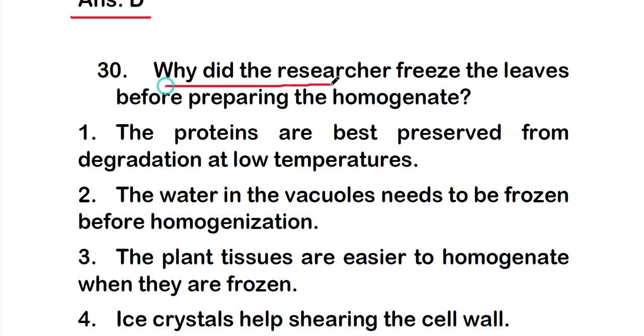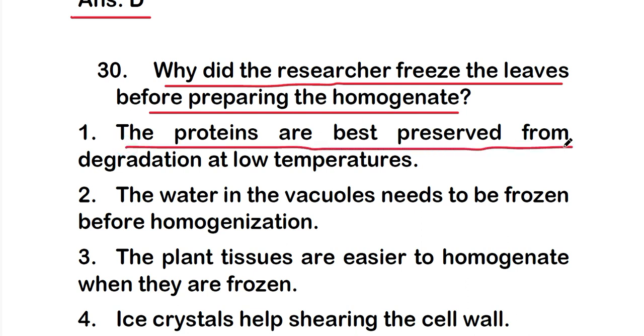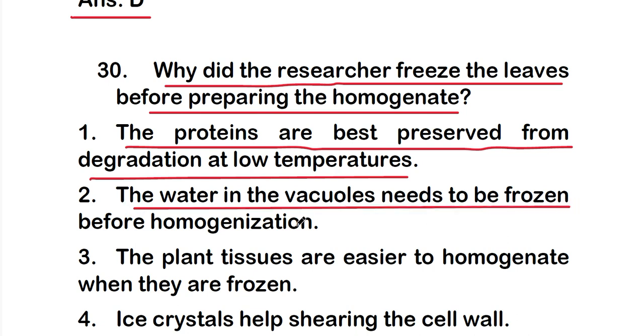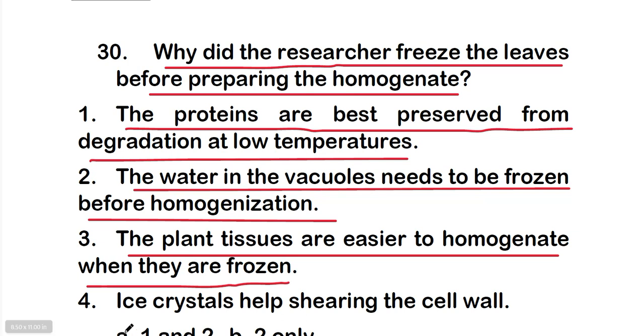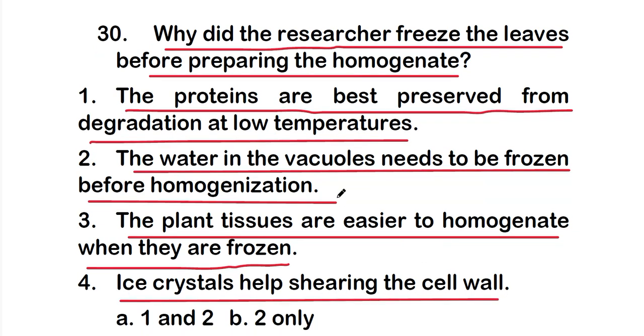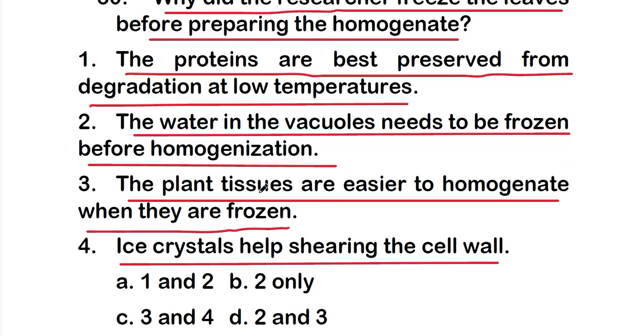It is, why did the researcher freeze the leaves before preparing the homogenate? And the options are option 1, the proteins are best preserved from degradation at low temperatures. Option 2, that is the water in the vacuoles needs to be frozen before homogenization. Option 3, that is plant tissue is easier to homogenize when it is frozen. Or option 4, that is ice crystals help shearing the cell walls. So which combination of these options is the correct one?